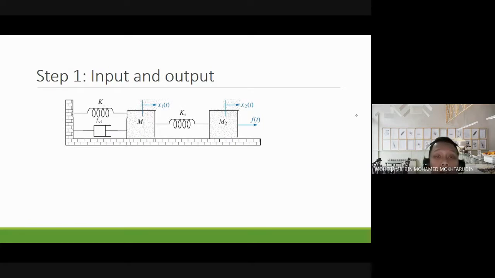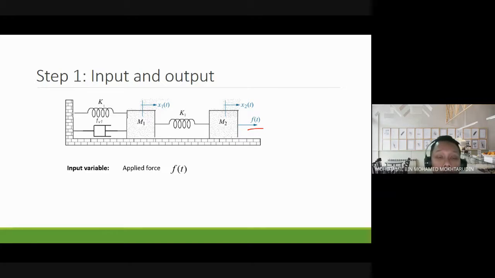Okay, so we decide on the input and output first. The input is the force F, which is applied on M2. Even though force is applied on M2, overall it can cause M1 to move as well. Whenever you pull M2, the spring stretches, then M1 can move as well. But the motion of M1 is not the same as M2, meaning that it's independent of M2 in terms of the type of motion.